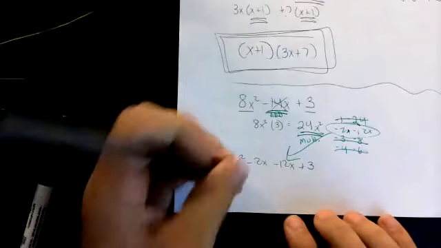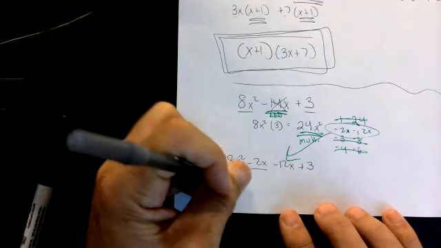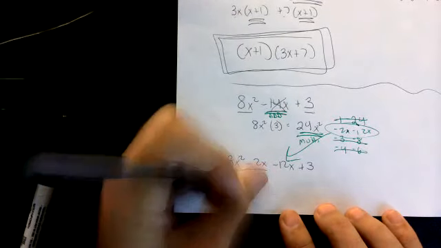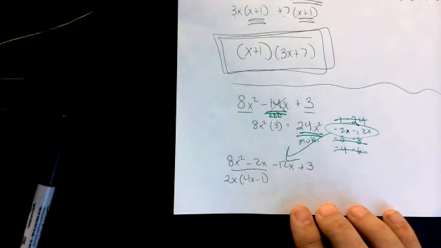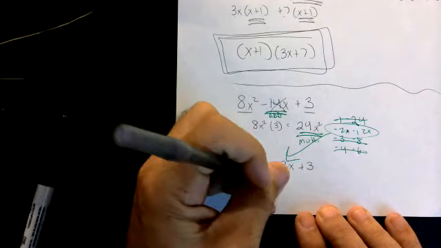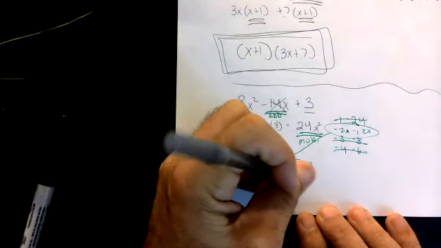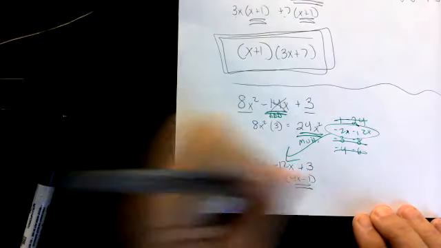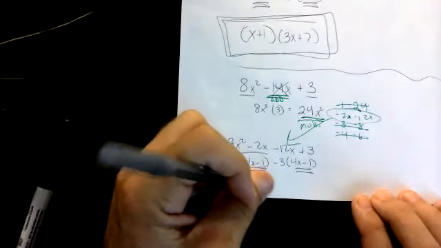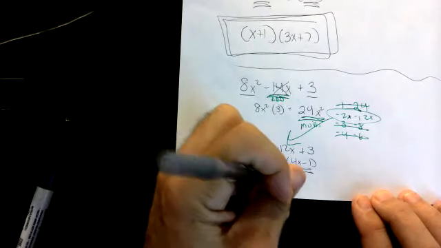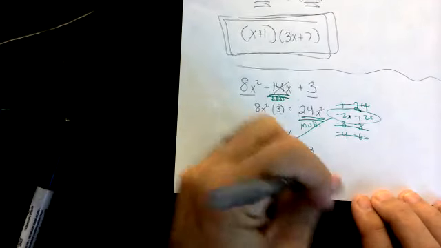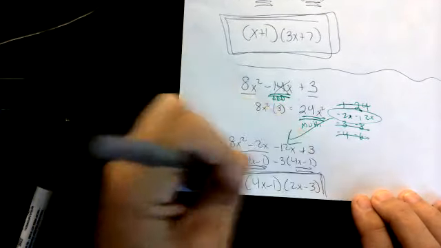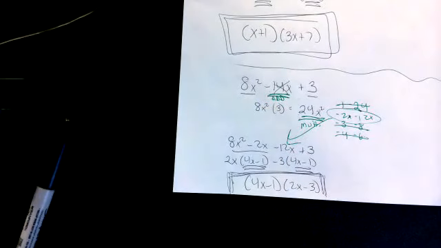Then I'm going to factor by grouping. With this group, I can take out a 2x, leaves me with 4x minus 1. With negative 12x and 3, if I factor out a negative 3, that's going to leave me with 4x minus 1. And if those are the same, that's my greatest common factor. So I get 4x minus 1 times 2x minus 3. That is my completely factored form.